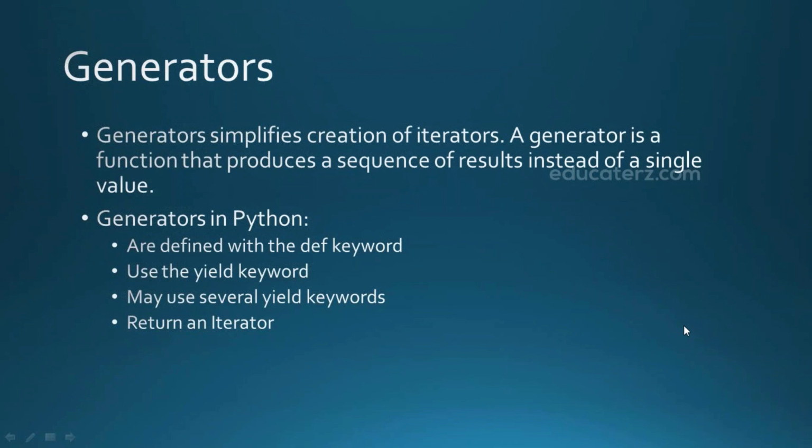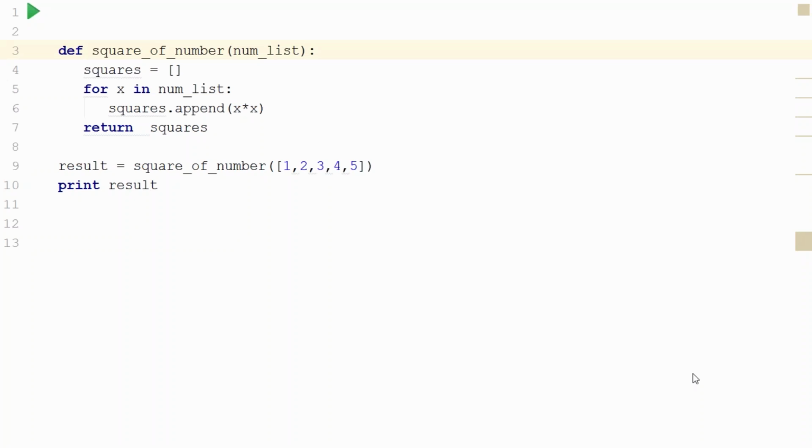We can define generators by using the def keyword, and we use the yield keyword in order to generate the numbers or the elements. There is no limitation on the usage of yield. We can use multiple yield keywords in our generator definition, and generators return an iterator. We'll now see an example in order to understand more about generators.